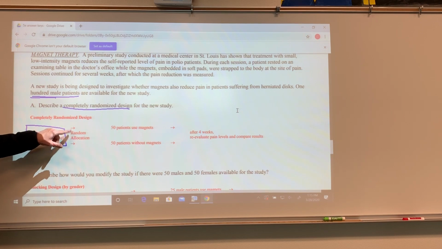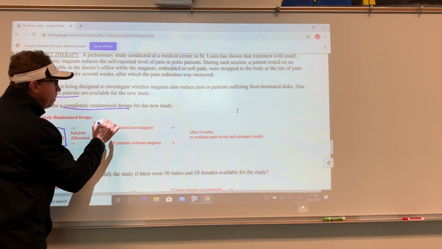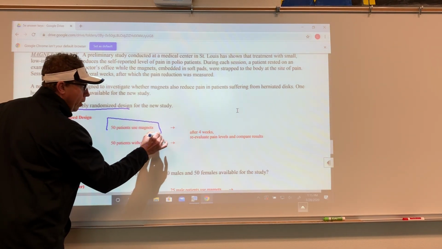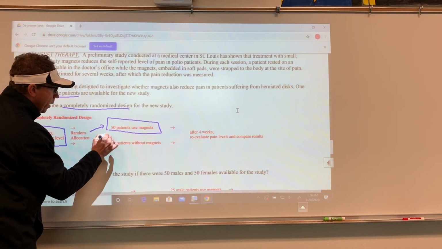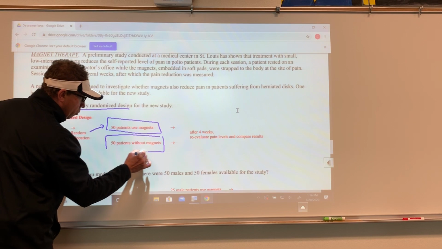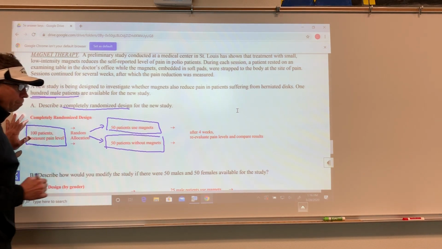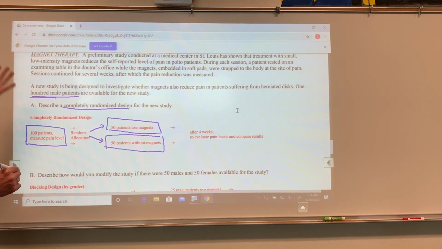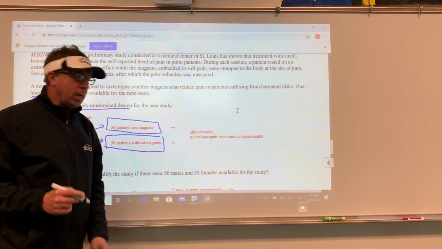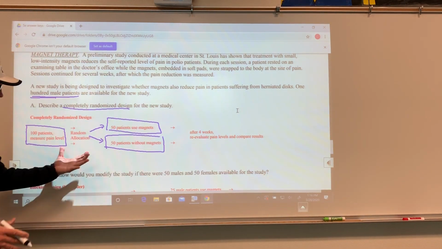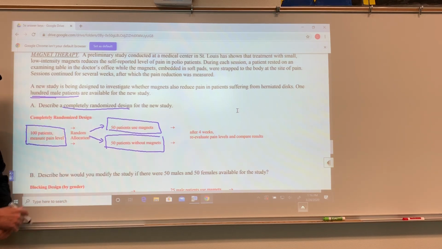Then we say random allocation. 50 patients use the magnets. I don't know how long. It doesn't really say how long. I'm going to go ahead and draw arrows here. And 50 patients without magnets, okay? Does this say 4 weeks? Maybe I just made that up. After 4 weeks, reevaluate the pain levels and measure and compare results. That is a very simple, completely randomized design.